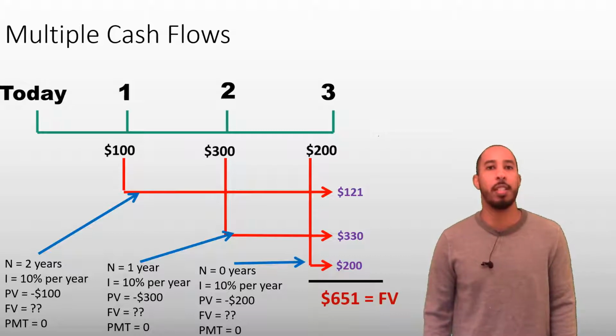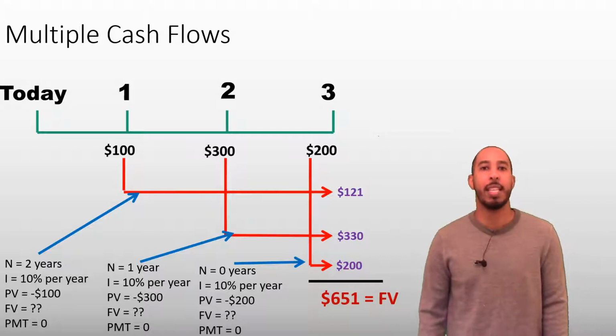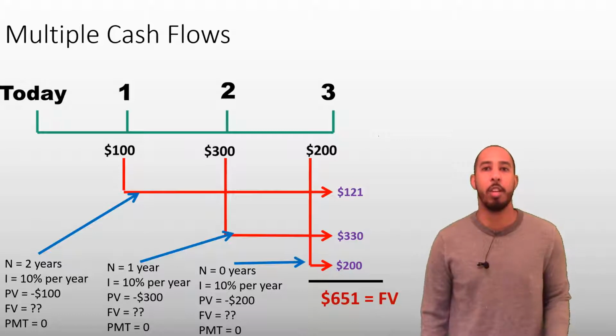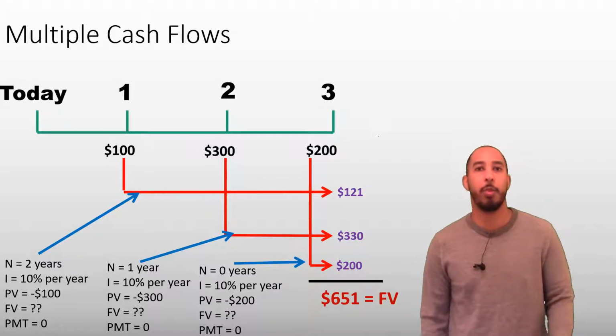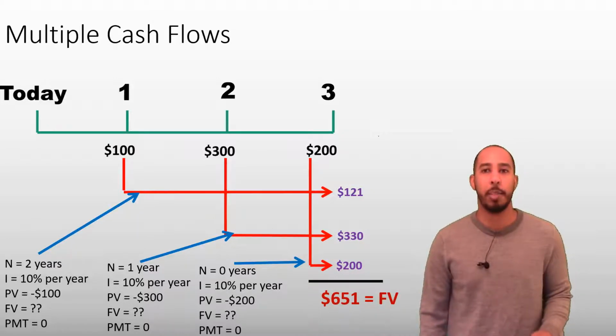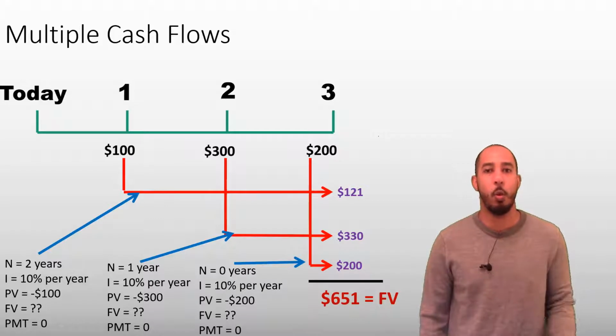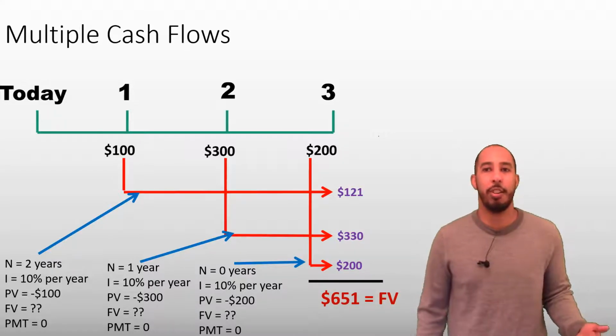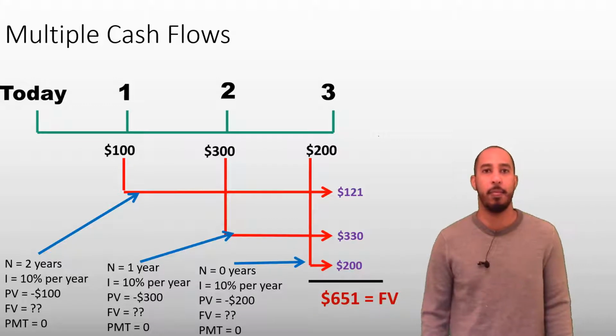Let's look at this result and see what it really means. This means that getting $651 at year 3 is equivalent to receiving $100 in year 1, then $300, then $200. If someone offered you these two options, getting the series of cash flows or the lump sum, you shouldn't care either way because they're the exact same thing, just in different time units.